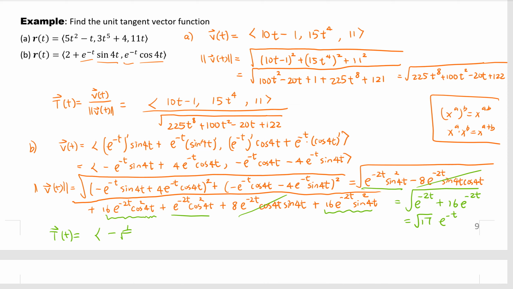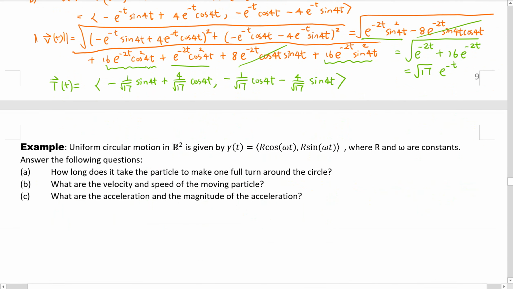So that's why we have minus 1 over square root of 17 sine 4t plus 4 over square root of 17 cosine 4t. Here, minus 1 over square root of 17 cosine 4t minus 4 over square root of 17 sine 4t. So all the e to the minus t are gone because they cancel out with this guy in the denominator. So far, so good, everybody? Okay, this is this example, and let's continue.